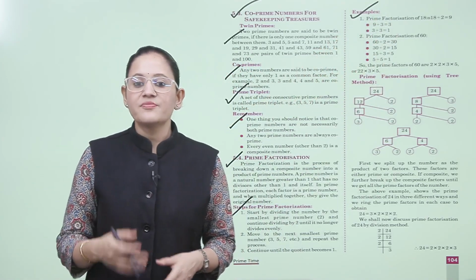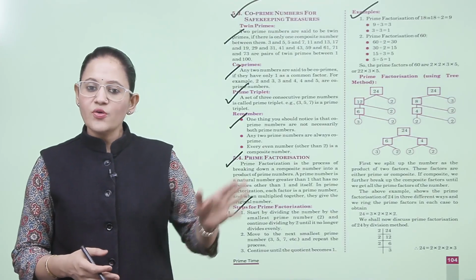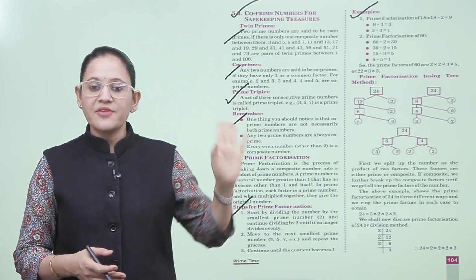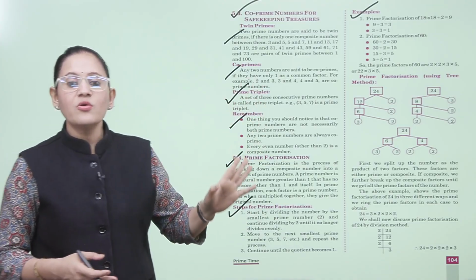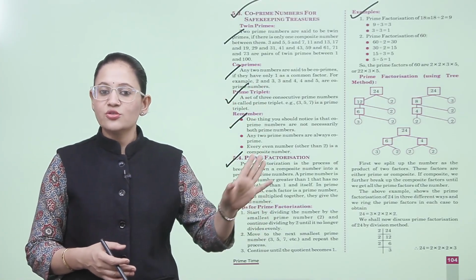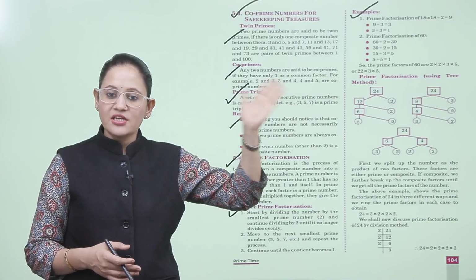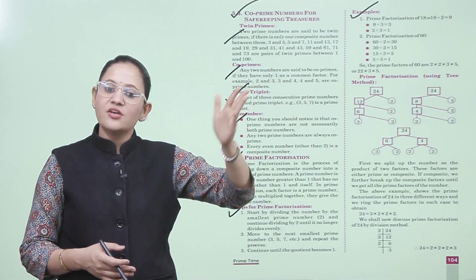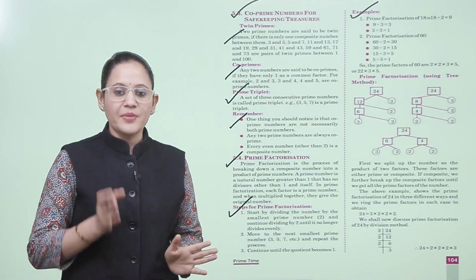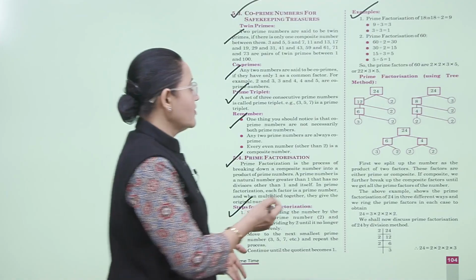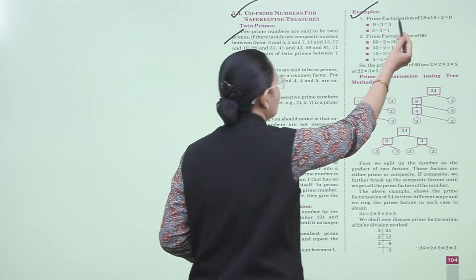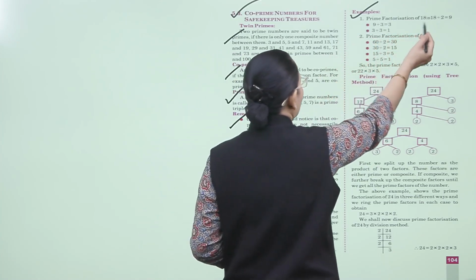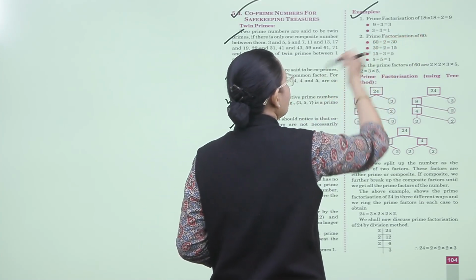Prime factorization of 18. First we'll divide by the smallest possible prime number, that is 2. We'll divide by 2, we'll get 9. Now 9 is not divisible by 2, so we'll divide it by 3. It will give 3. Now 3 is a prime number, it is divisible by 3 only, so it gives 1. Clear? So the prime factorization of 18 is 2 into 3 into 3.